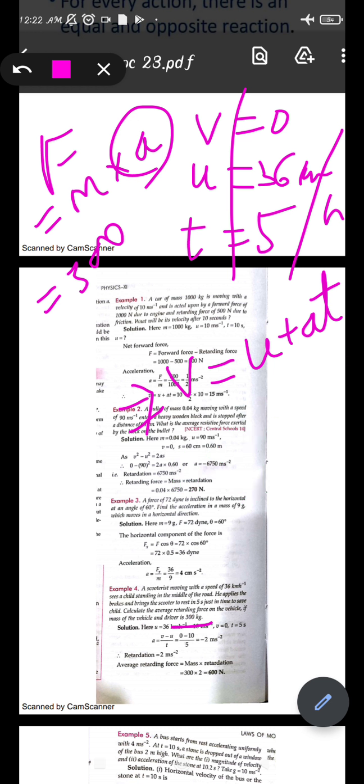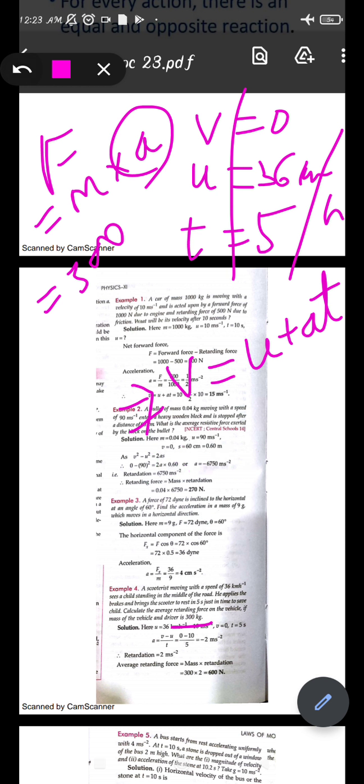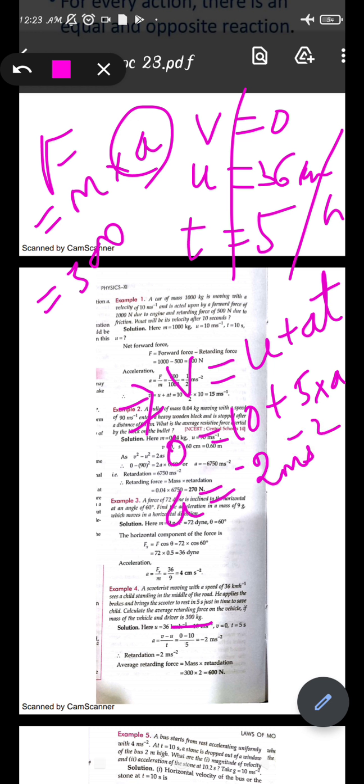Sorry, it is given as 36 km per hour, so 36 into 1000, and down you have to write hours. So 1 hour has 60 minutes and 60 seconds, so the zeros cancel, and the 6s also cancel, so only 10 meter per second is left. Okay, so we will be using 10 meter per second instead of u, plus a into t, that is 5 into a. So a will be minus 2 meter per second square.